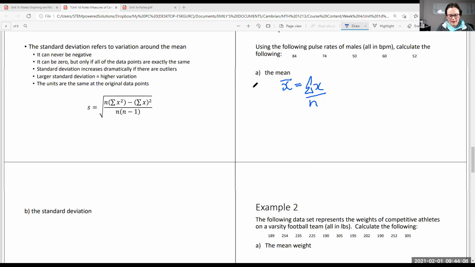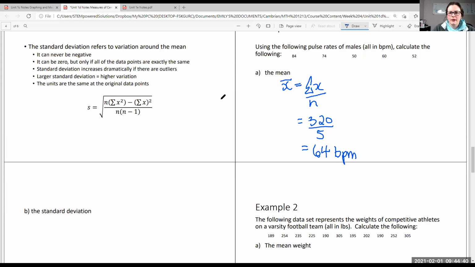All right, so it looks like 64 is the average. I'm just going to type this into my calculator. So 84 plus 74 plus 50 plus 60 plus 52 is basically 320 divided by 5. 320 divided by 5 is equal to 64. And don't forget your units. Units always go with the mean, beats per minute. And they also go with the standard deviation as well.